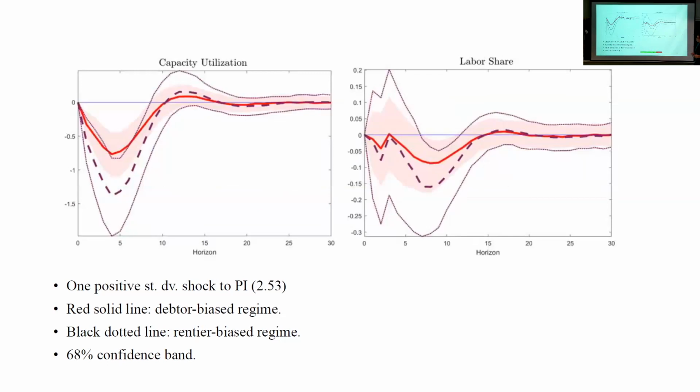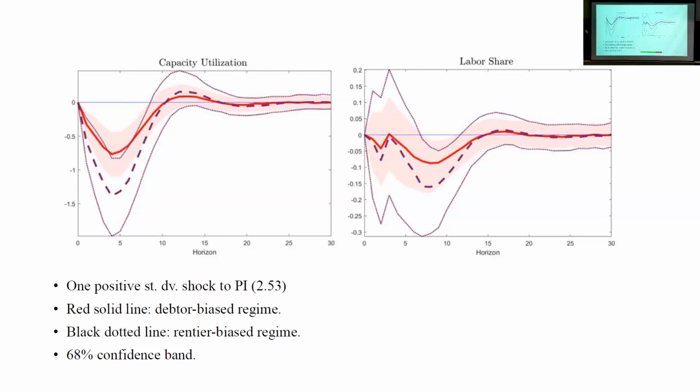And because it is a threshold VAR, we have different impulse response functions. The red solid line is for when the Pasinetti Index is in the negative region, so when income is going away from the frontiers. And the black dotted line is when we are in the positive region, so when the Pasinetti Index is in the positive value. And you can see that we have the confidence intervals, this red shaded area around one of the regimes, and the dotted line around the other.